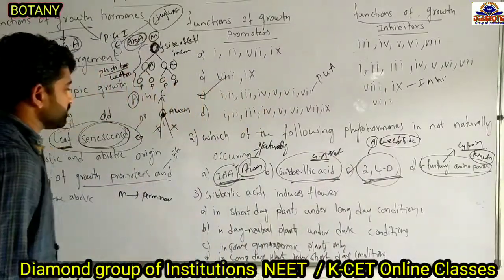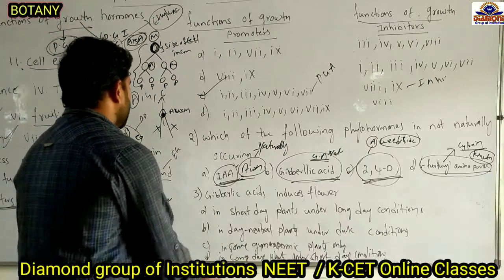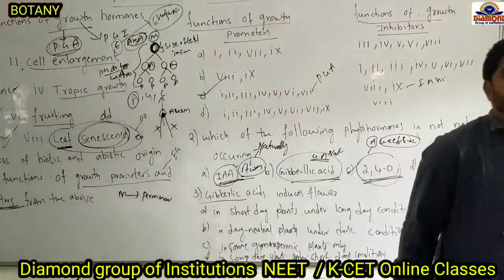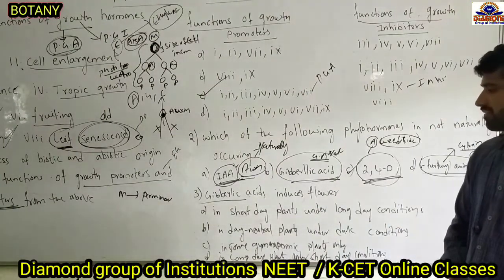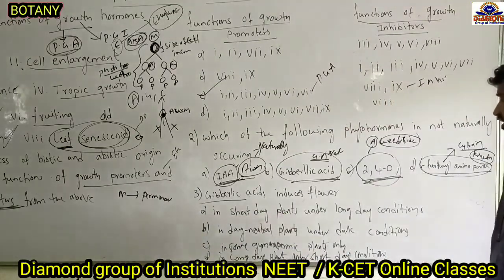And next question, gibberellic acid induces flowers. Yes, gibberellic acids, auxins and also some ethylene can induce flowers. So gibberellins can induce flowers. Here some of the options are given, in short day plants under long day conditions.